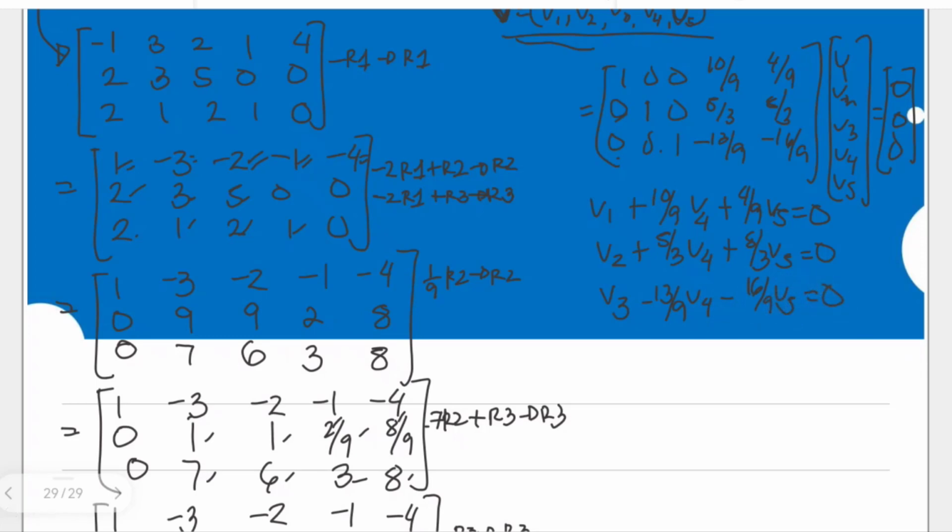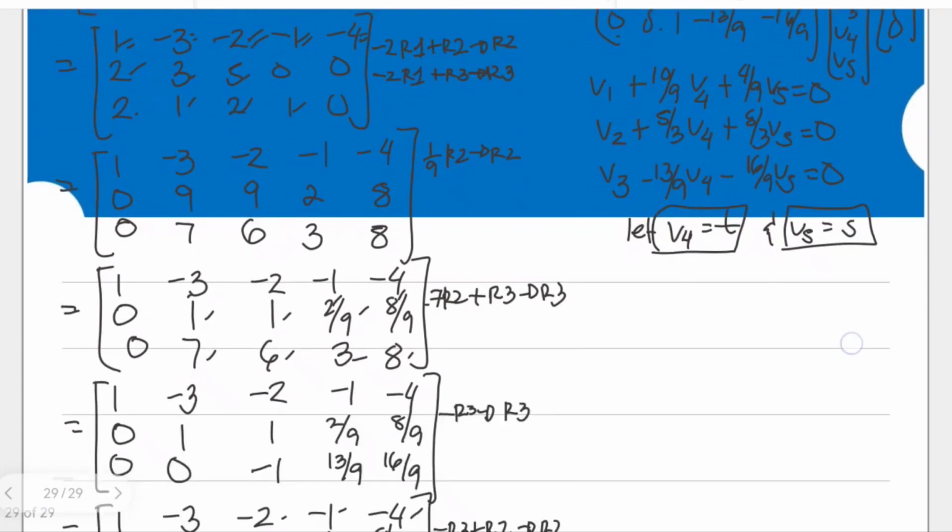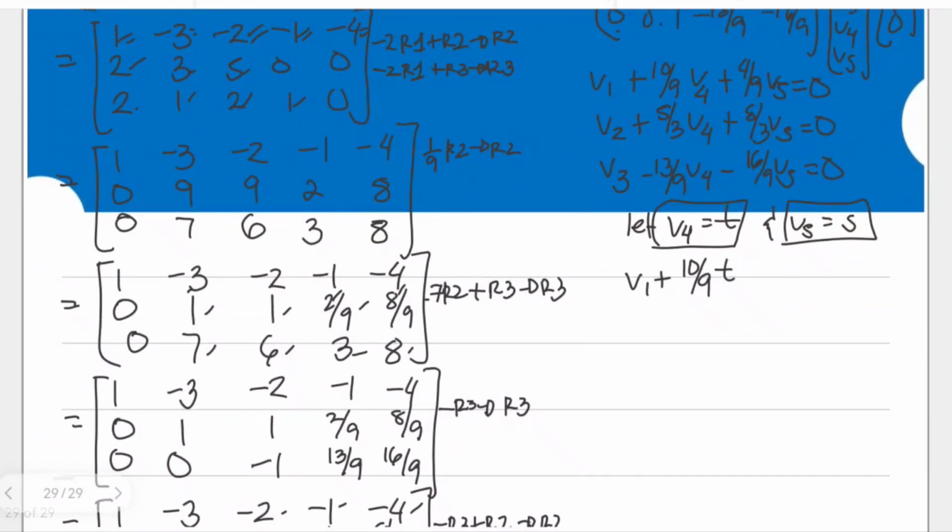So we still have a lot of variables here, but V sub 4 and V sub 5 keep repeating. So let us assign arbitrary variables to them. Let V sub 4 be equal to T, and V sub 5 be equal to S. In short, our first equation, V sub 1 plus 10 ninths of V sub 4, that's T, plus 4 ninths of V sub 5, that's S. So V sub 1 in terms of T and S is equal to negative 10 ninths of T minus 4 ninths of S.